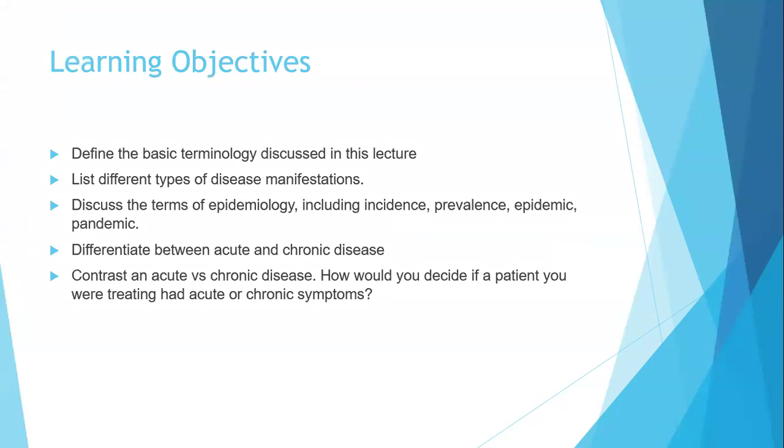So for the learning objectives, I want you to be able to define the basic terminology that I discuss in this lecture, list the different types of disease manifestations, and we'll talk about what manifestations are, the terms of epidemiology, differentiating between acute and chronic disease, and contrasting those. How would you decide if a patient you were treating had acute or chronic symptoms? Let's talk about it.